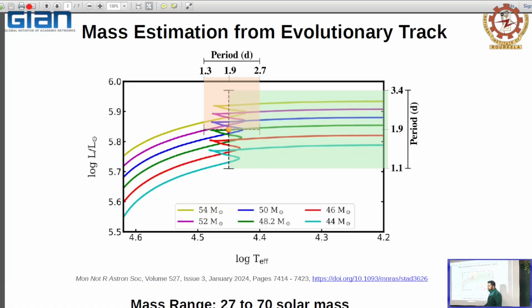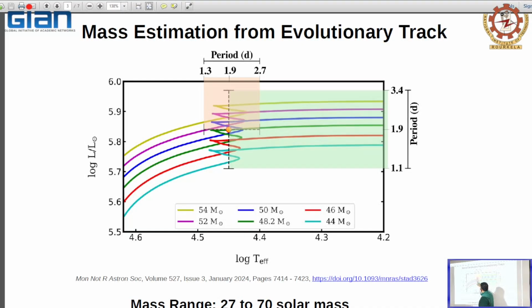So what is plotted here: on the x-axis, again our favorite quantity, the surface temperature of the star, and on the y-axis we have the luminosity. The different lines you see here, the red ones, blue ones and all, represent nothing but the evolutionary tracks of different masses of the particular model. For example, this one represents 54 solar mass, this one 50 solar mass, this one 44 solar mass, and the red one 46 solar mass. So the different lines indicate evolutionary tracks of the same chemical composition but different mass.